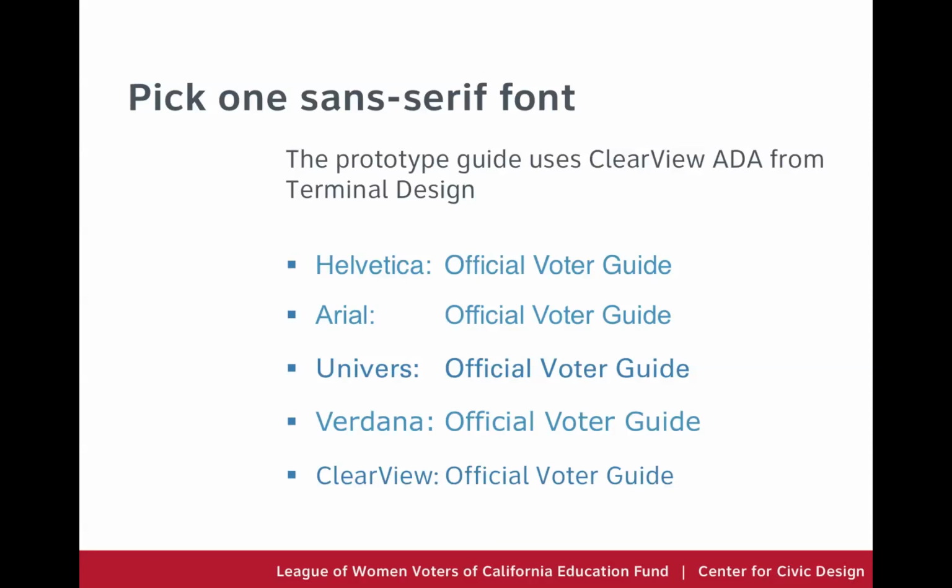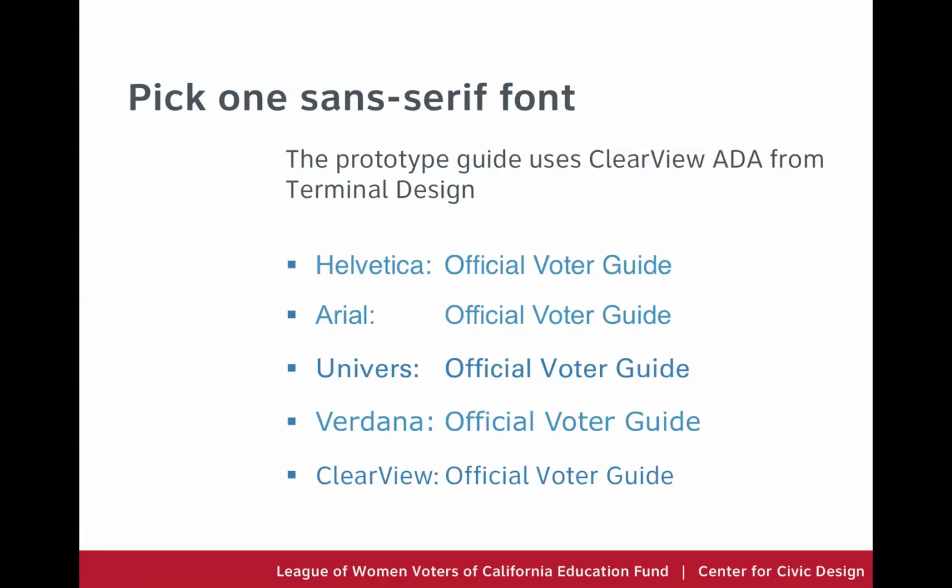Here's a short crib sheet on picking that one sans serif font. Our prototype guide uses a typeface called Clearview ADA, built by Terminal Design. We use it because it's essentially the gold standard of the most legible typeface available. They've run studies on it across the nation to figure out that it functions as really the most legible typeface we know. They actually started by building it for highway signage, and there's a number of states that have started employing it on all of their highway and interstate signage because it's the most legible from a distance, moving quickly, with low vision and the like.